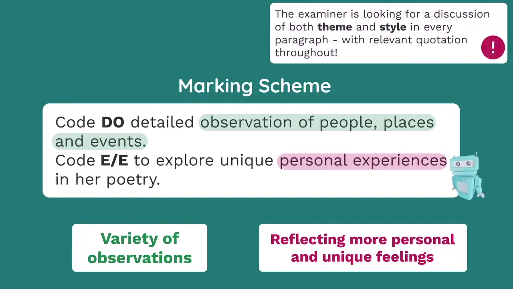So how do we equate the two? So the variety of observations and then the reflections of what's happening internally or for her as personal feelings. Remember, the examiner is looking for discussion of both theme and style. So it's really important to make sure we bring in the language and the effective use of poetic devices and imagery and things like that as part of the discussion of these themes of universal experiences and observations and things like that. Okay, so there are 2 main areas that we're going to be focusing on, the observation and then the personal.